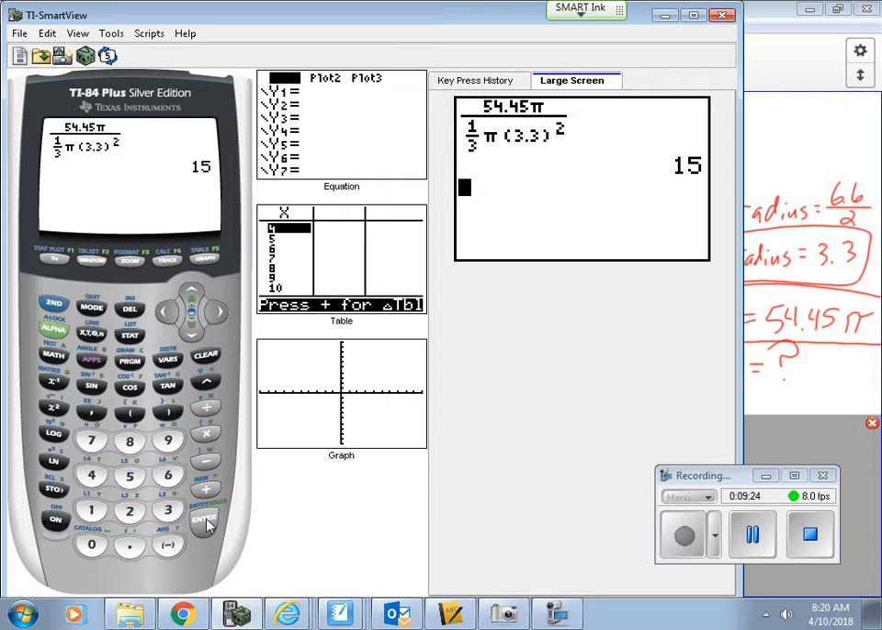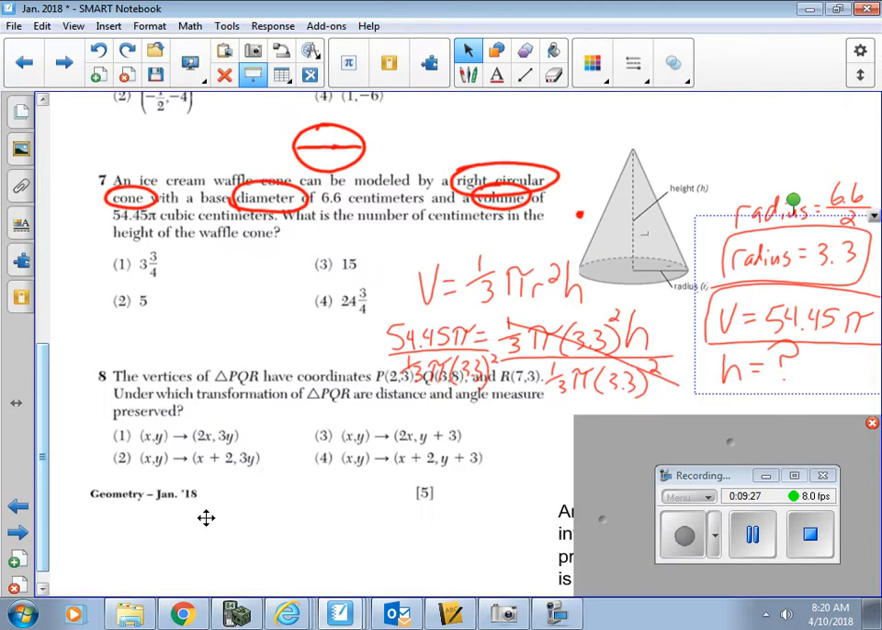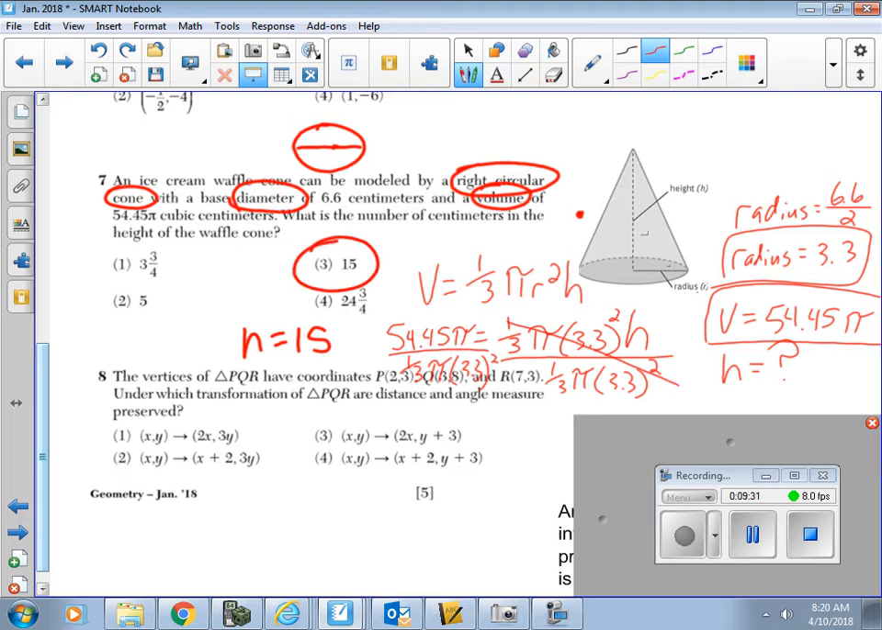So that is my height. My height, h, is equal to 15. Pretty simple as long as you can manipulate a formula. If you can manipulate a formula, and remember that they give you the diameter, that's the trick here, they give you the diameter, you have to figure out what the radius is. All right? All right, so we're going to make sure and write those things down, and we'll come back to do number 8.